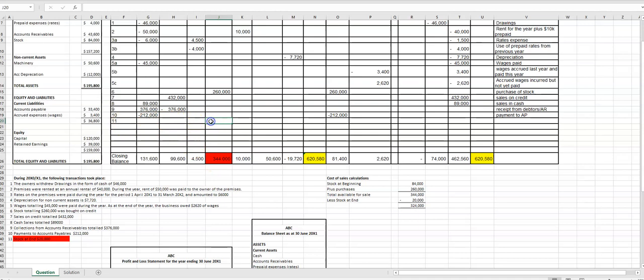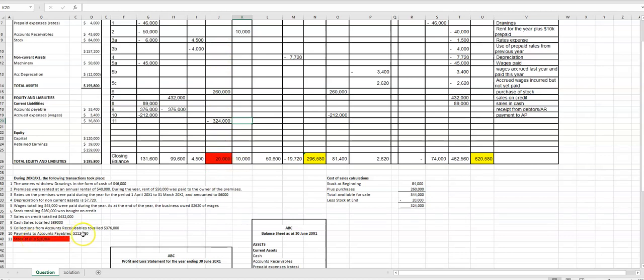So if we go here, we need to subtract $324,000 worth of stock because we've sold that. And this is then going to give us our closing balance here for our inventory, or our stock, of $20,000, which matches what we're expecting it to be.